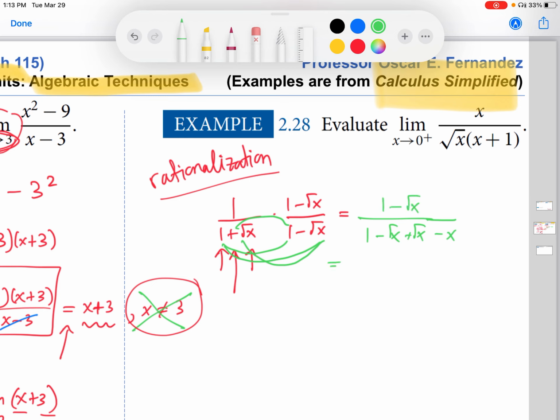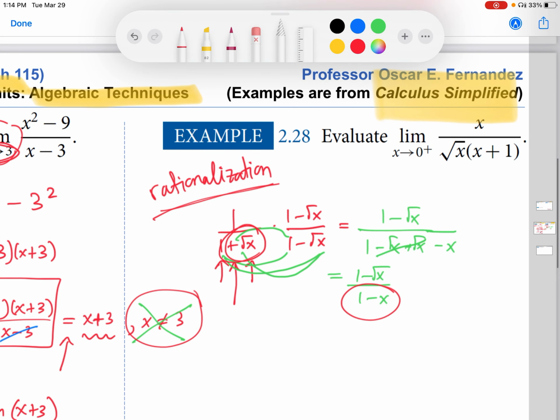And you can see that after doing that calculation, I would end up with a fraction that does not have a radical in the denominator. Right? So again, I've gotten rid of the radical that was originally there. So I've rationalized the expression. So we're going to do a very similar thing here for this limit example.